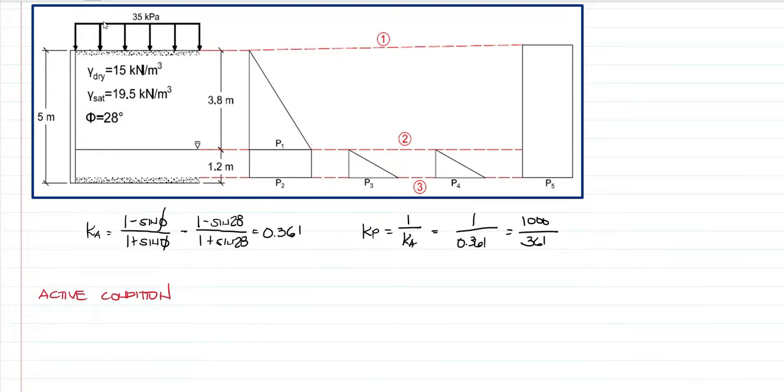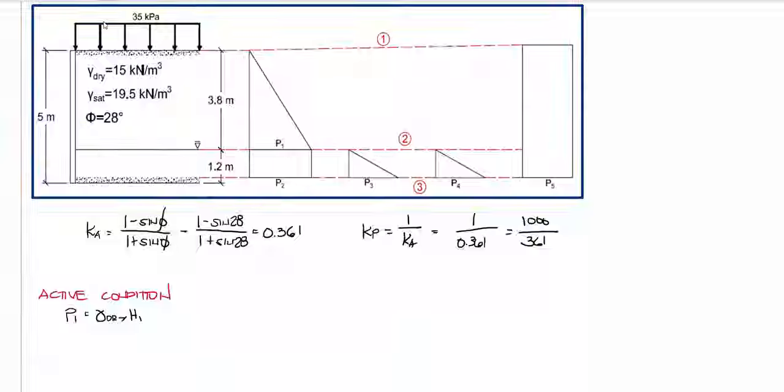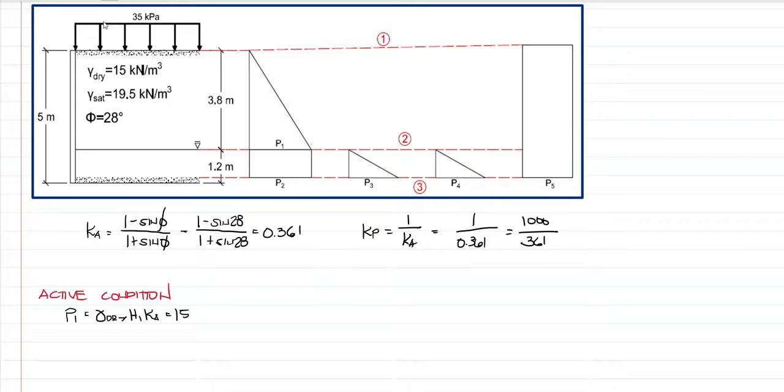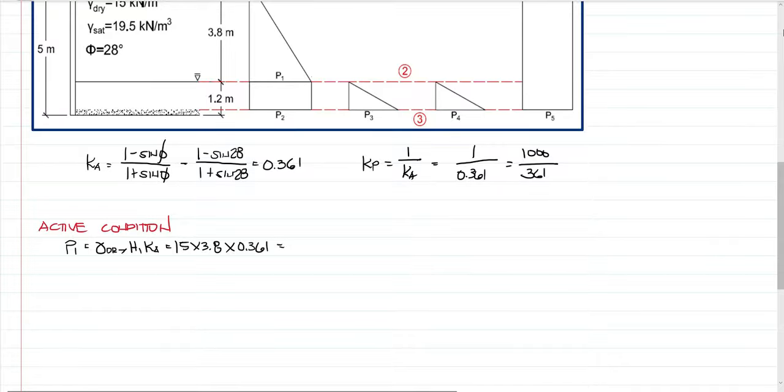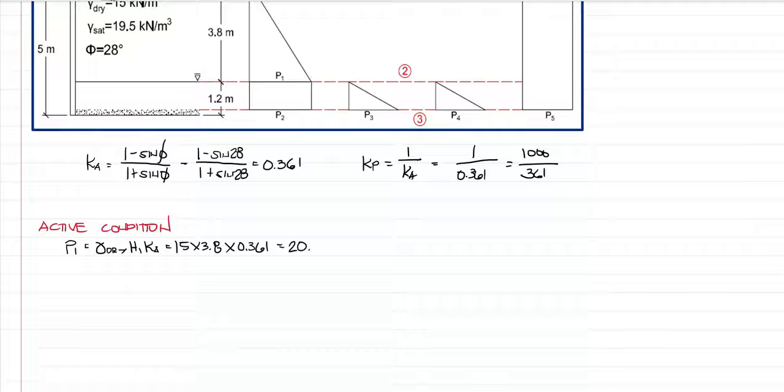So for our active condition, si P sub 1, since sabi ko nga, siya yung lateral stress or lateral earth pressure na i-cause ng dry soil. So that will be P sub 1 is equal to the gamma dry times yung height ng soil doon, let's take it as height sub 1, times yung earth coefficient K sub A. So that will be 15 times H1 is 3.8, yung height ng soil, times our Ka is 0.361. So our P sub 1 will just be equivalent to a value. So that is 20.577. So yan ngayon yung pressure 1 natin.